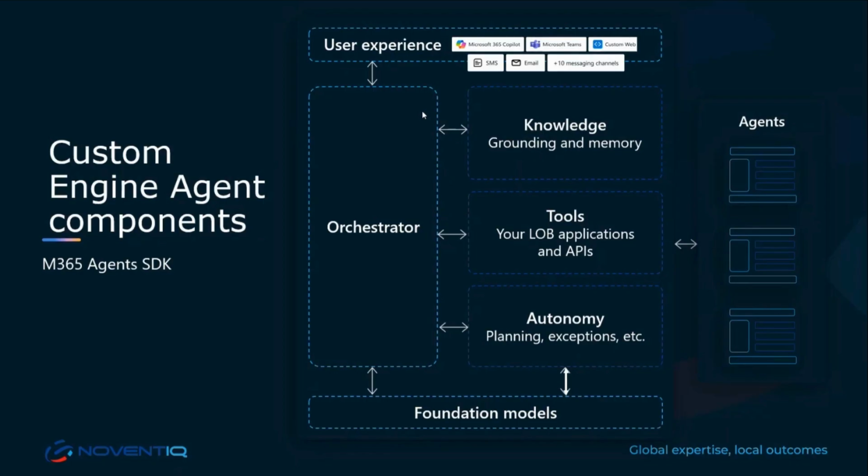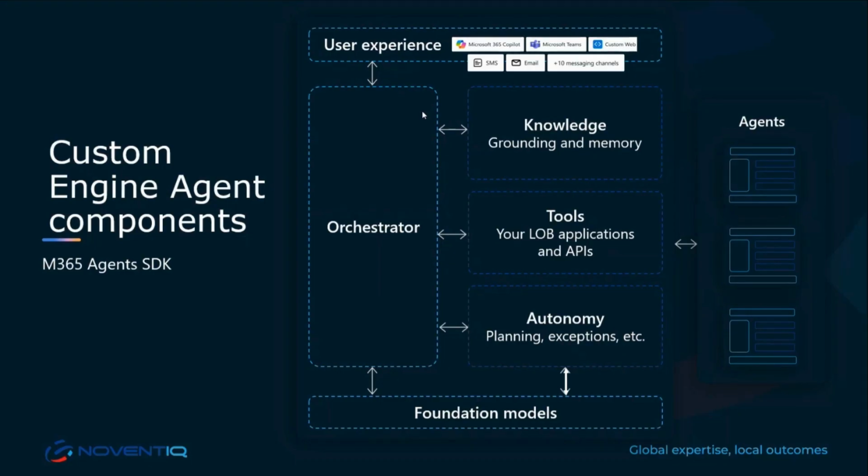But the bounding boxes here show how good the knowledge sources, the tools, and the autonomy part are. So I would say custom engine agents are something you can build in MCS. This is something you can build through the M365 Agent SDK, and the orchestrator is something you can put in of your liking. When I say orchestrator, it can be a Semantic Kernel based orchestrator, a LangChain, or a LangGraph based orchestrator.